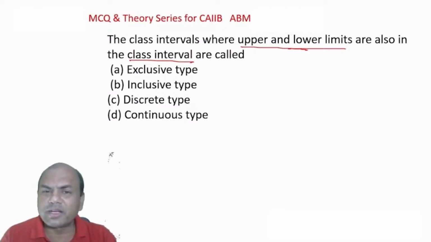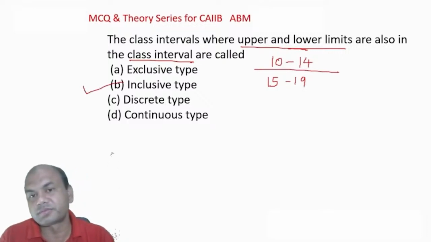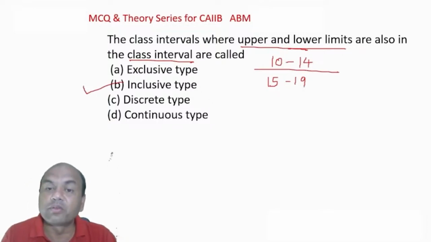Just now I told you, right, that 10 to 14, 15 to 19, so upper and lower. I told you, if I get 14, it will be in this class, right? So this is known as inclusive, and then we have to convert this to exclusive. I've shown you earlier, so we won't be repeating it now, okay?